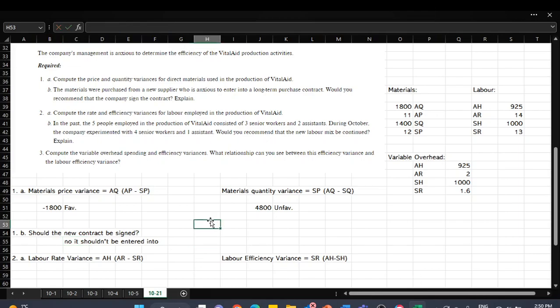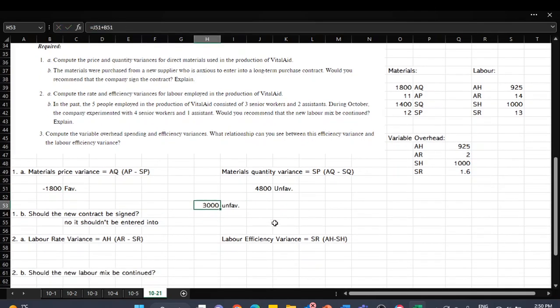right? Because our net total variance, adding this together because it's a negative number, right? Our total variance is 3,000 unfavorable. Okay, so even with the amount that we're saving, we still have an overall unfavorable variance.